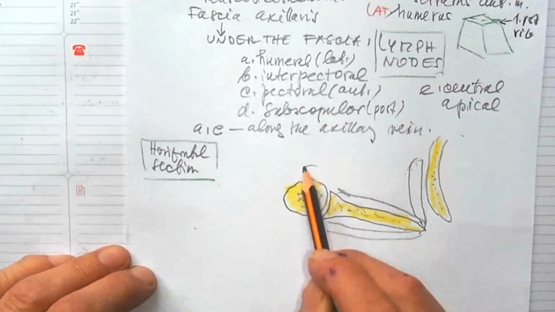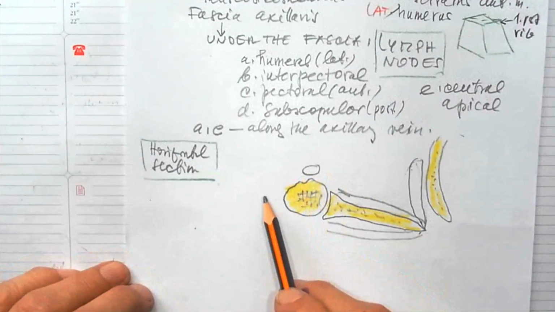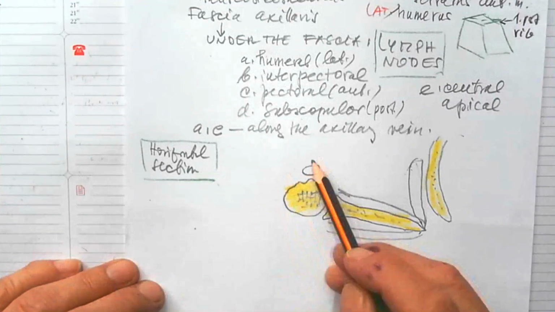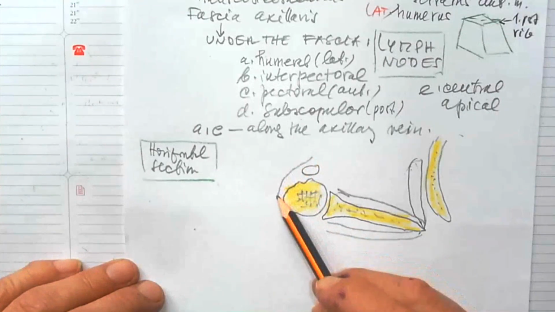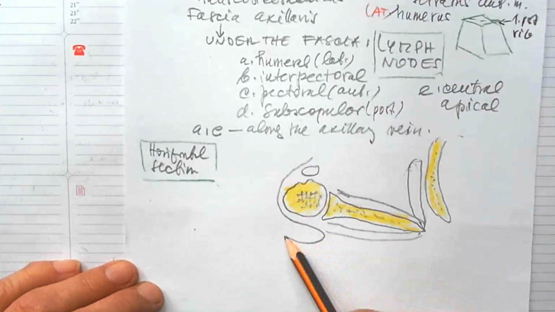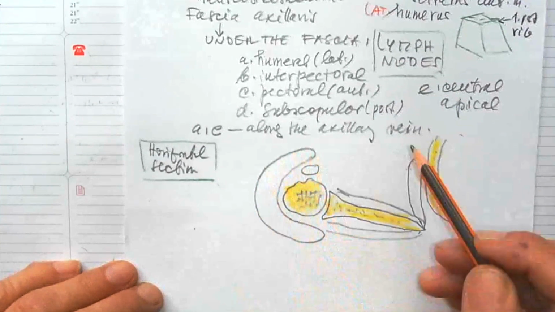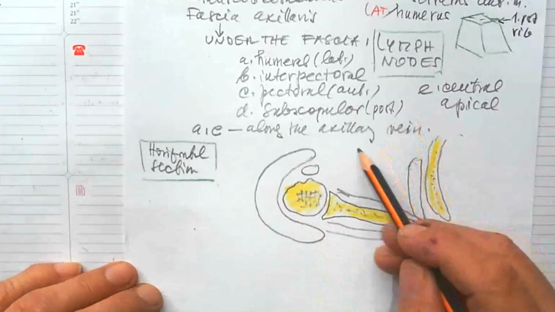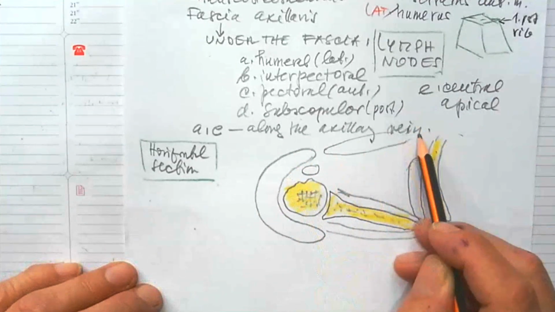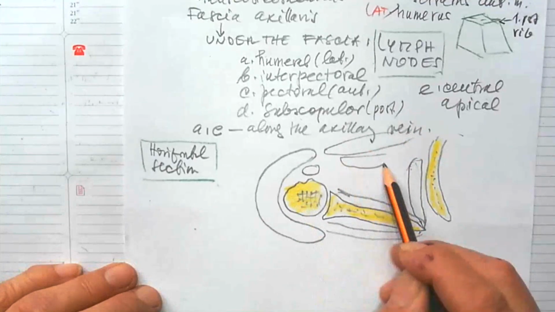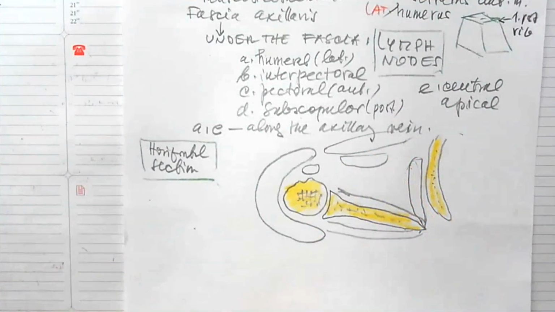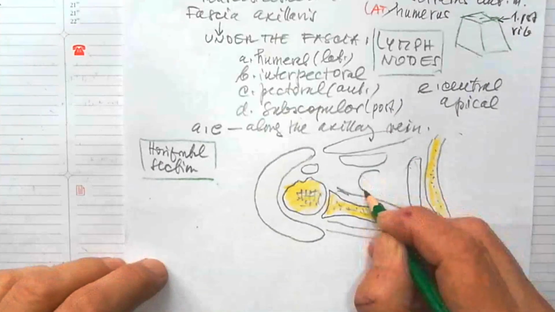Then close to that lies the long head of triceps. Then the deltoid muscle, deltoideus, that covers all the area. We see the big muscle, pectoralis major anteriorly, pectoralis minor posteriorly. And then, very important, the neurovascular bundle.